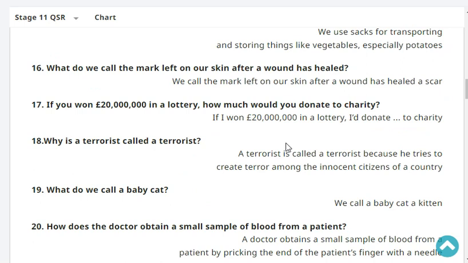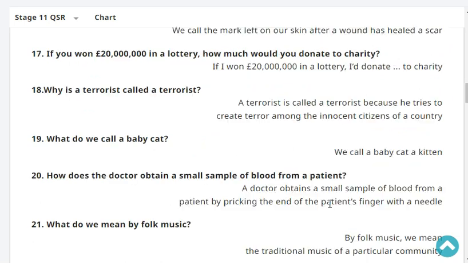If you won 20 million pounds in the lottery, how much would you donate to charity? If I won 20 million pounds in a lottery, I would donate 2 million pounds to charity. Very good.